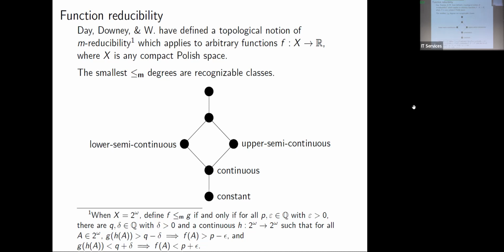If you looked at the degree structure made by this M reducibility, it actually picked out some reasonably nice classes of functions. All the continuous non-constant functions got together, the lower semi-continuous functions were one degree, and the upper semi-continuous functions were another degree, and something like this. So that was a topological notion that involved continuous functions in its definition.